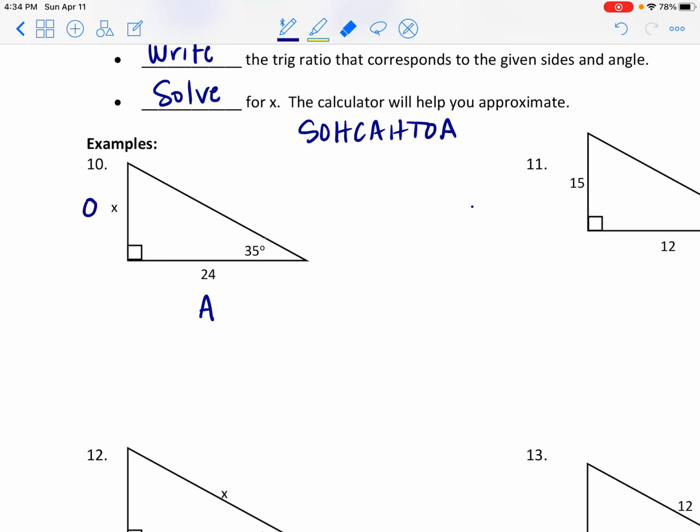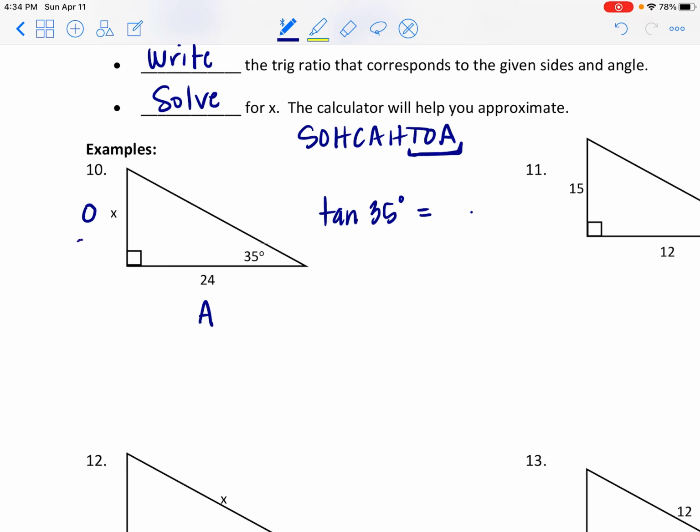I have the 35-degree angle, I have the leg that's opposite, I have the leg that's adjacent. So because I have O and A, that tells me to use tangent. So the tangent of my angle, in this case 35 degrees, since the sine, cosine, and tangent always correspond to our angle. So the tangent of our 35-degree angle is going to be equal to a ratio of my opposite side over my adjacent side. So tangent is opposite over adjacent. In this case, it's going to be x over 24. So there's our equation. It'll be the tangent of our angle and then a fraction of our sides.